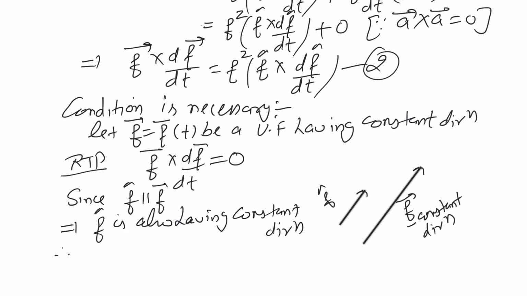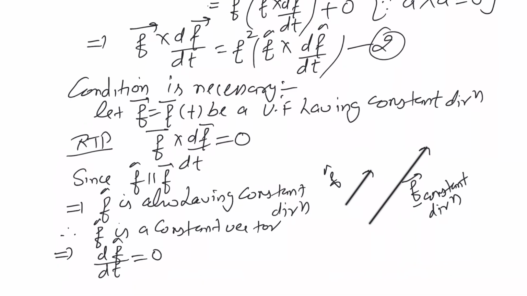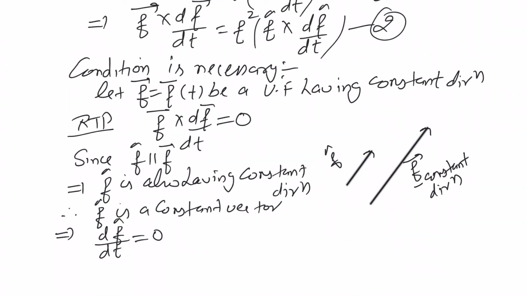Therefore f cap is a constant vector. And from the very first theorem that we did on the vectors, if any vector is constant, then this implies that df cap by dt is equal to 0. Now using this in equation 2, this will be 0, and anything taking cross product with 0 will be 0.